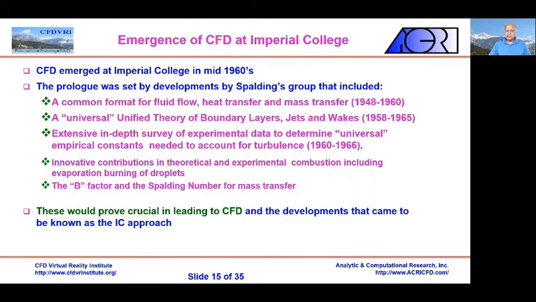He had also done very innovative experimental and theoretical work in combustion. This included the first understanding of how droplets of a fuel burn. He had developed what is now known as the B factor, or the Spalding number, for mass transfer applications, which simplified the process of computing and dealing with mass transfer. So these would prove very crucial to CFD.